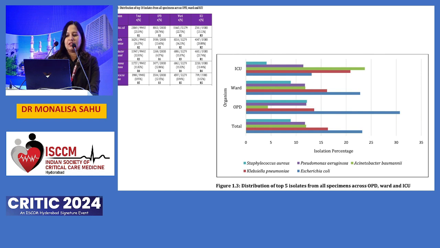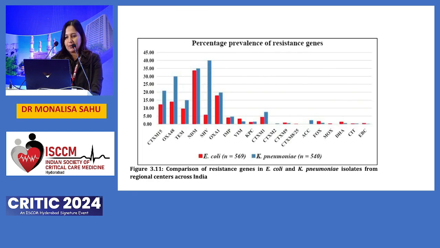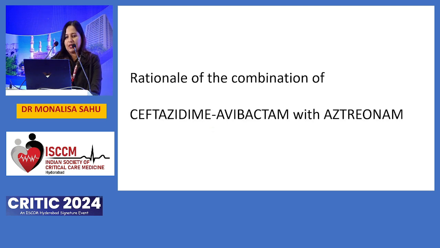So keeping in mind the organisms that we isolate in our ICUs and the wards, the empiric choice should be similar. And these are the resistance genes that we isolate. The OXA48 and the NDM and the VIM are the most common ones. And the SHV is also seen in quite a number of cases of the Klebsiella and the E. coli. So what is the rationale of the combination of the ceftazidime avibactam with Azetreonam?